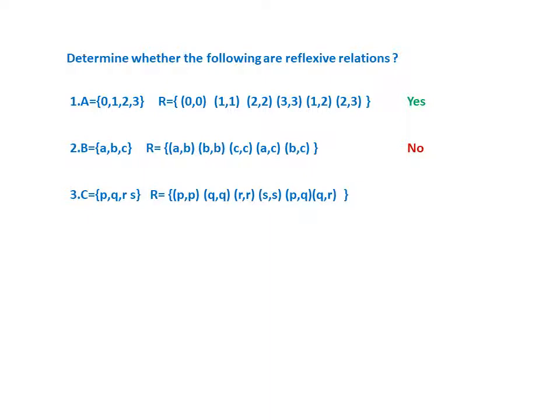Third one, you check (P, P), yes it is there. (Q, Q) it is there. (R, R) it is there. (S, S) is there. So definitely it is yes. So this is just for understanding whether we have a clear idea about the reflexive relation or not.